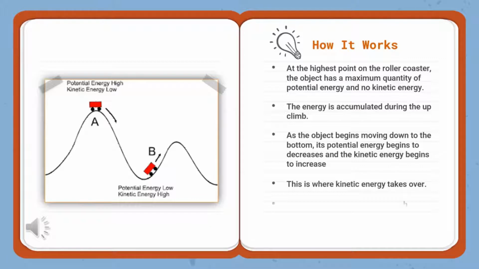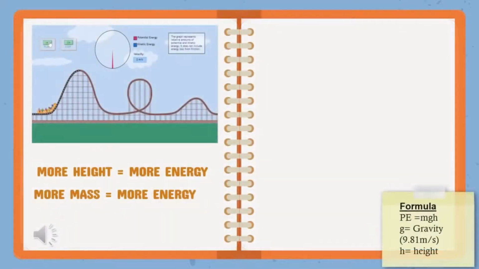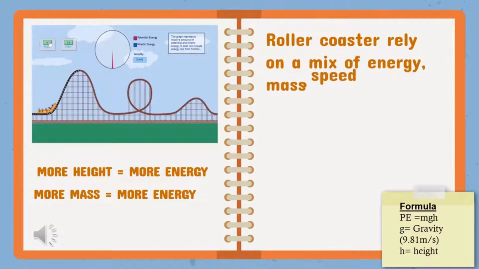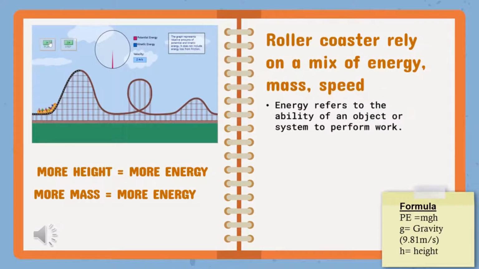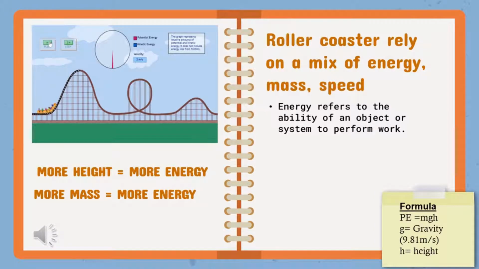Kinetic energy is the energy which an object possesses due to its motion. Roller coasters rely on a mix of energy, mass, and speed. These three concepts are closely related. Energy refers to the ability of an object or system to perform work. As the train climbs up the lift hill, it builds up potential energy. The higher the train climbs, the more potential energy gets added.